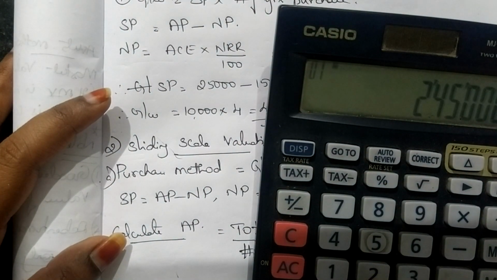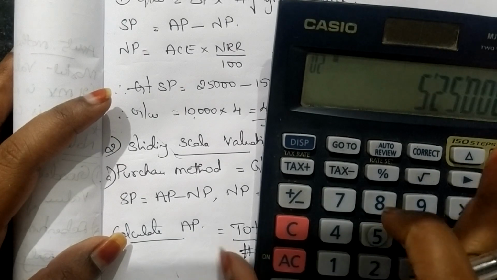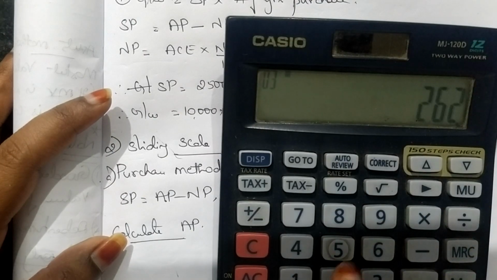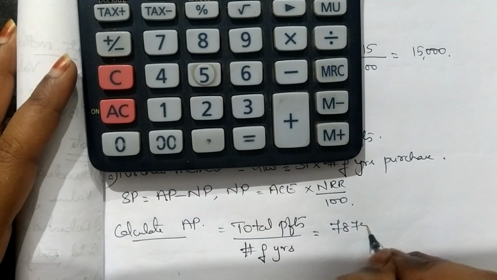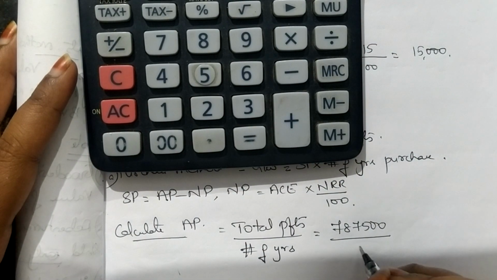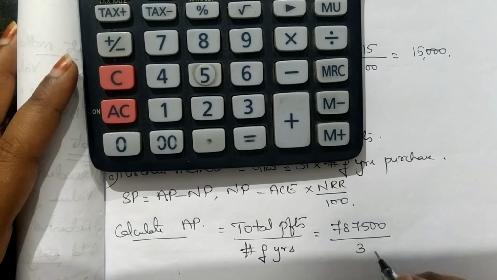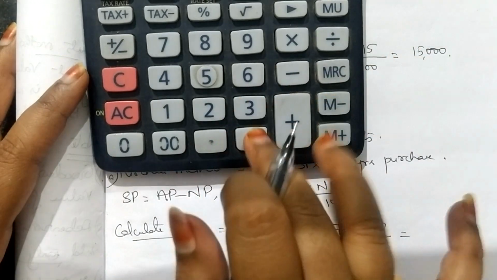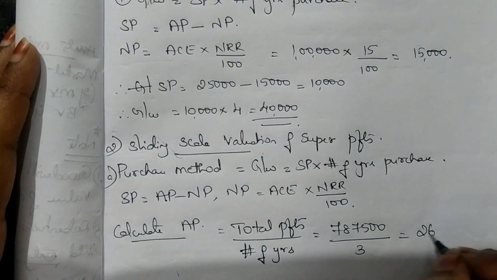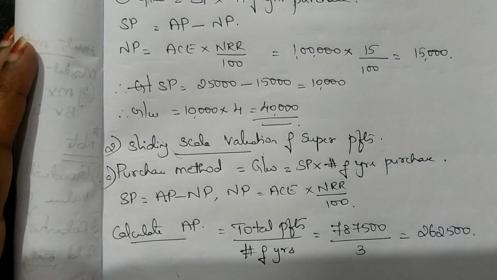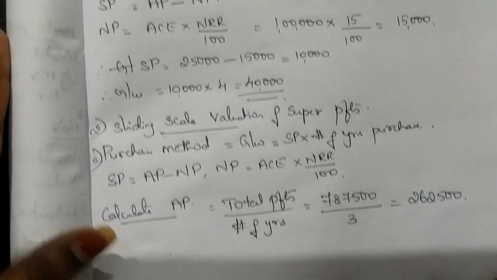2,45,000 plus 2,80,000 plus 2,62,500, you get 7,87,500 total profit, and number of years mentioned is for 3 years. So divided by 3, you will get 2,62,500. This 2,62,500 is my average profit.